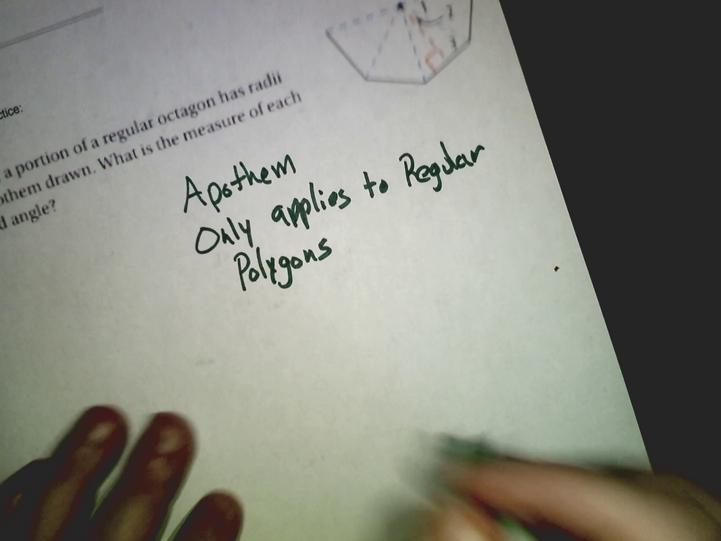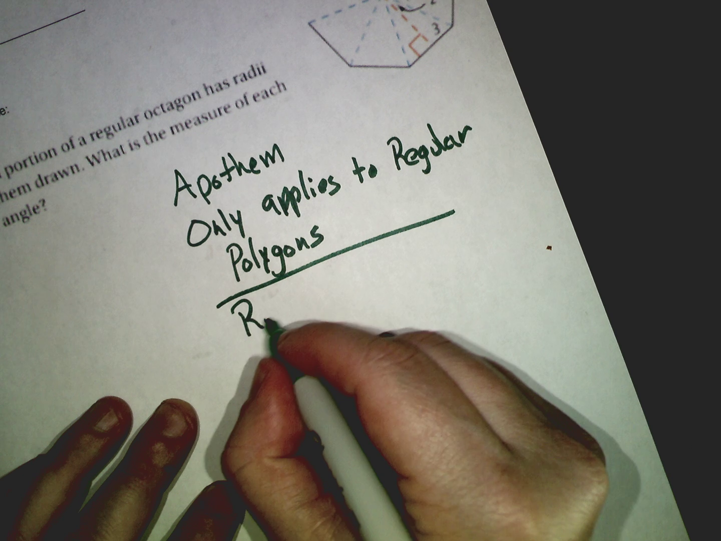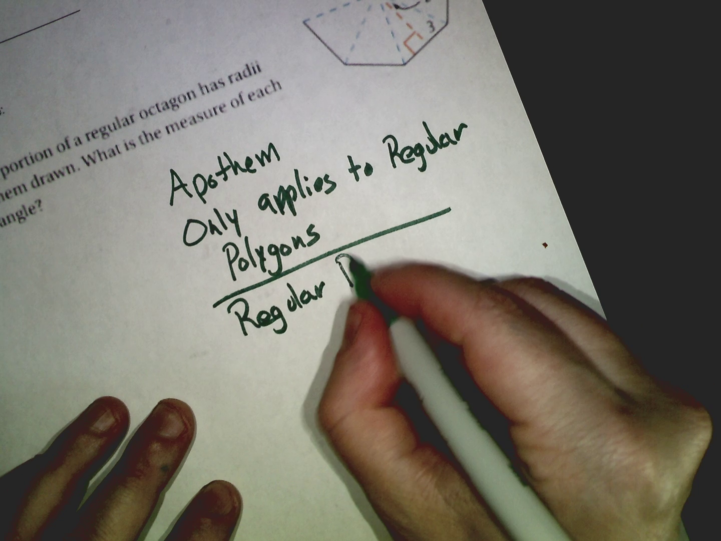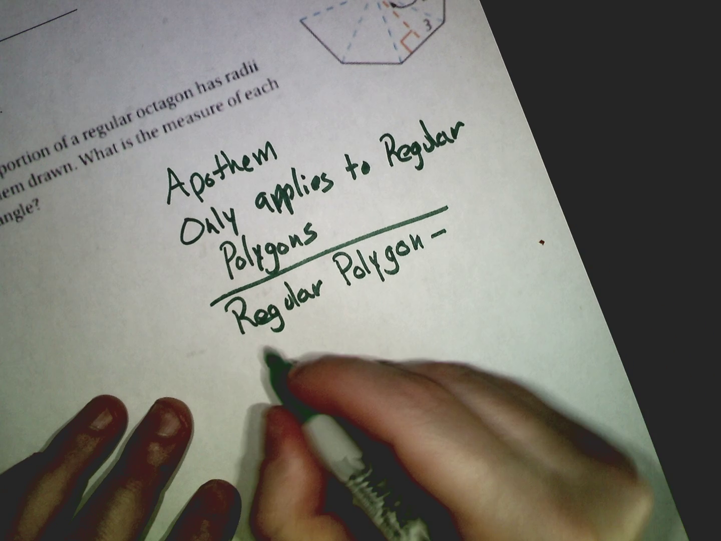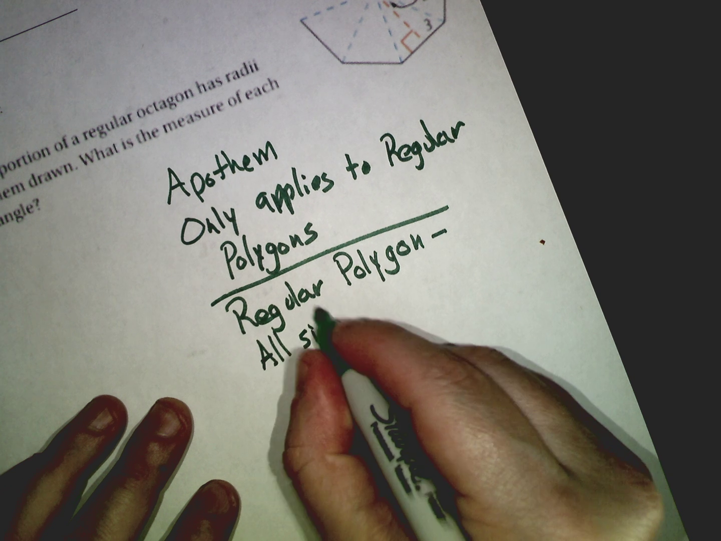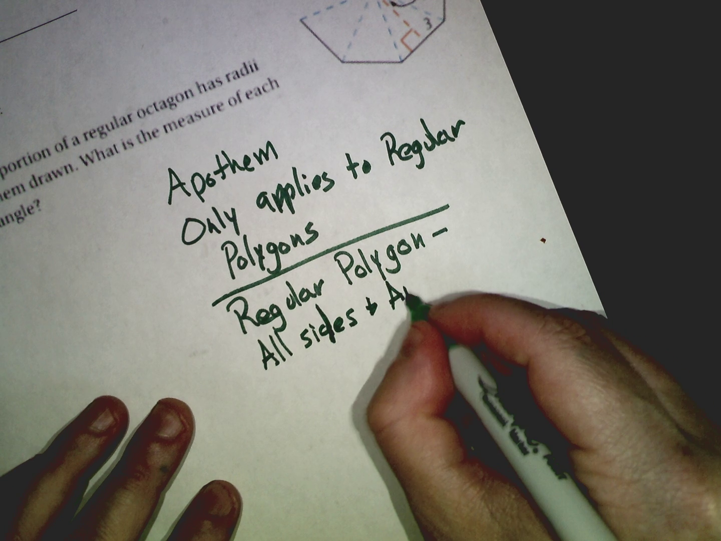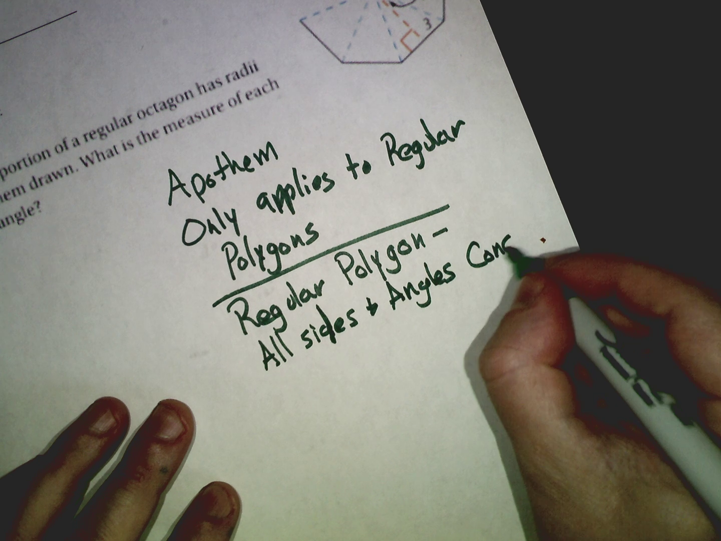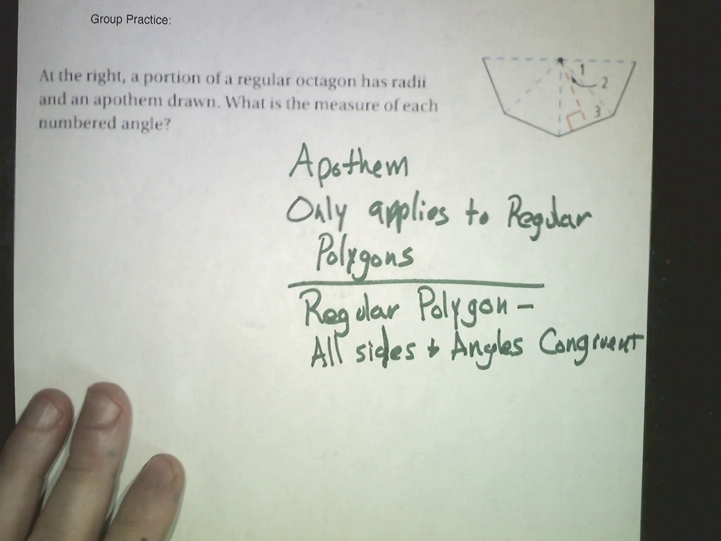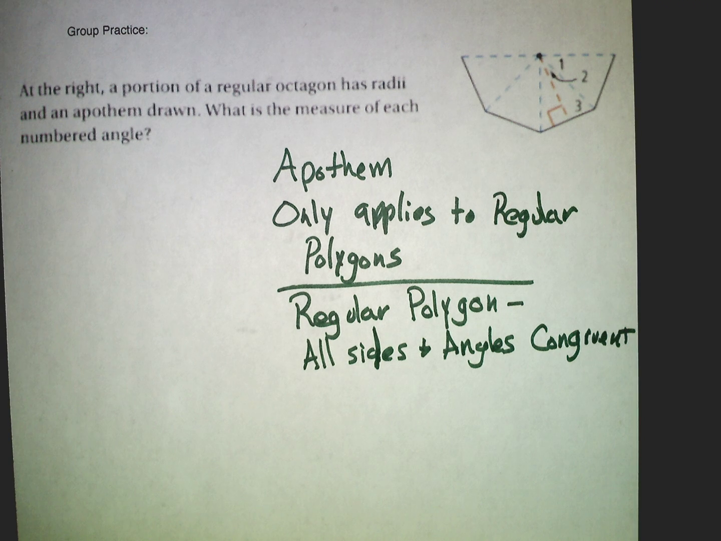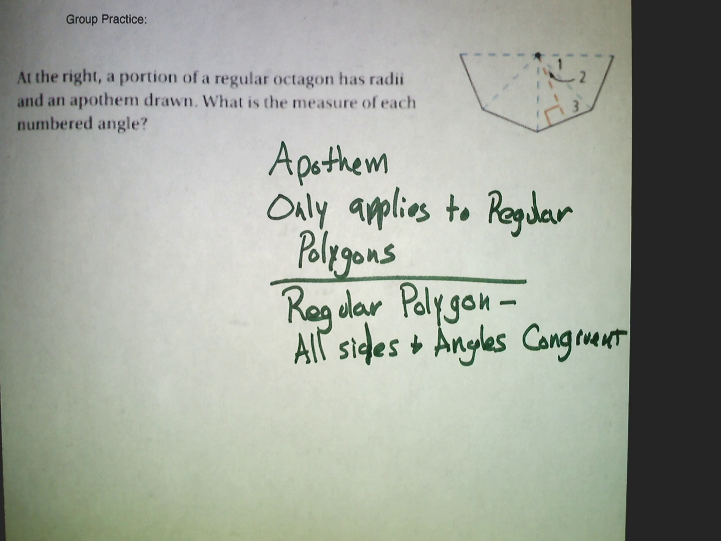Now, a regular polygon is a shape, right? A regular polygon, if we remember, has all sides and angles congruent, which means they're all the same. All sides and angles are congruent. So a stop sign is a regular octagon. The Pentagon in Washington is a regular pentagon because all the sides and the angles are the same. The more sides, the closer it looks to a wheel.